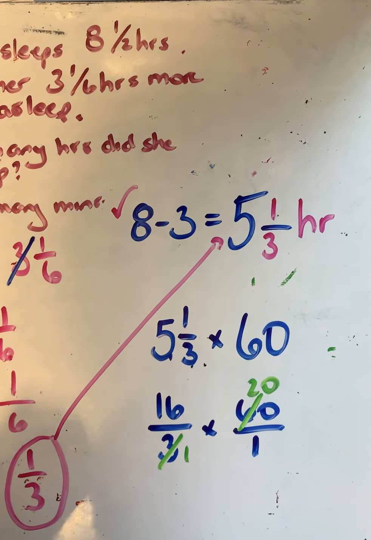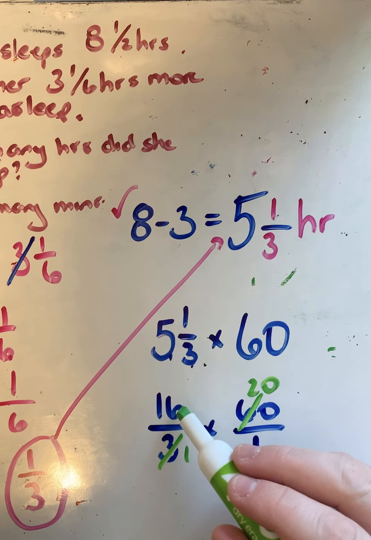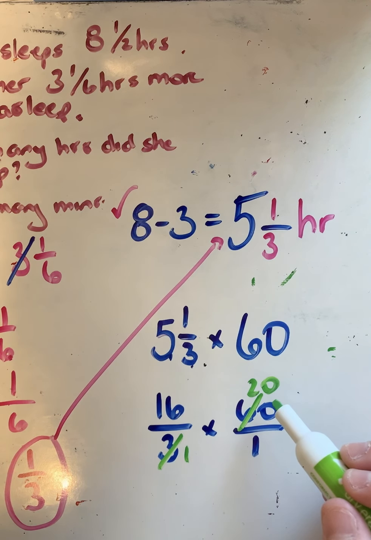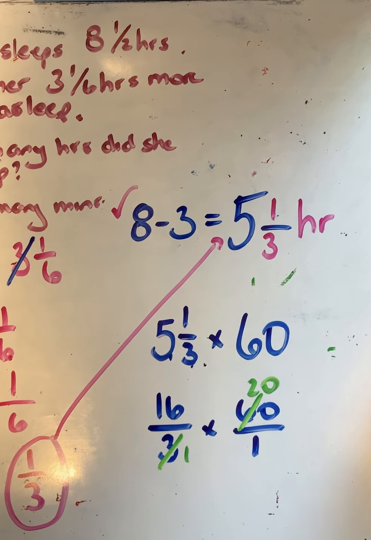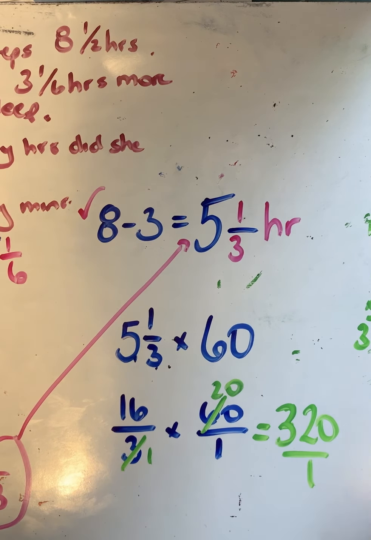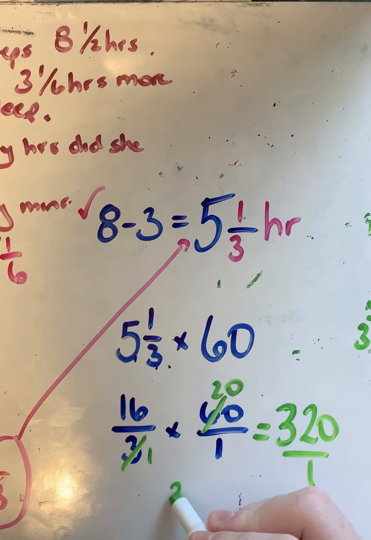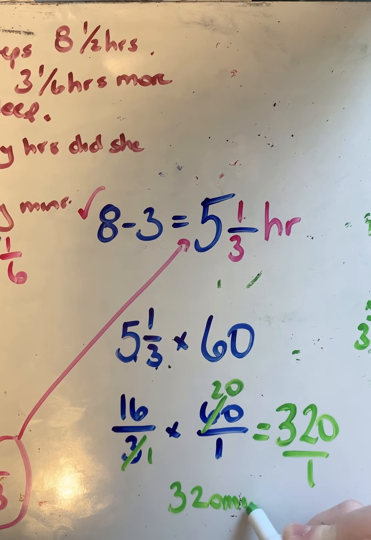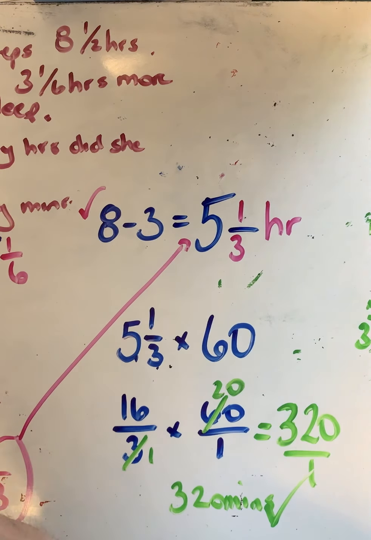And now it's simple math. 16 times 20 is, I'm going to do the math right now, 320 over 1, which just means 320 minutes. Step 2, done. Subtraction done for the day.